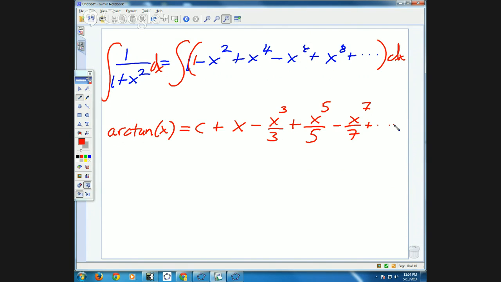Now, we've got to figure out what c is. To figure out c, we need to know the interval of convergence.